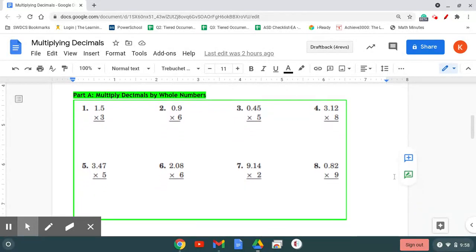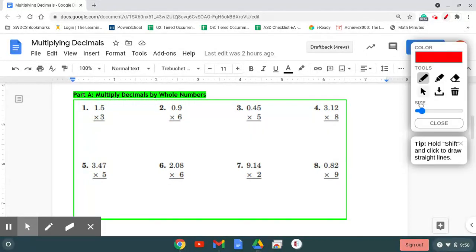So let's go ahead and get started on these examples. Make sure you're writing down the notes as I am going through them.